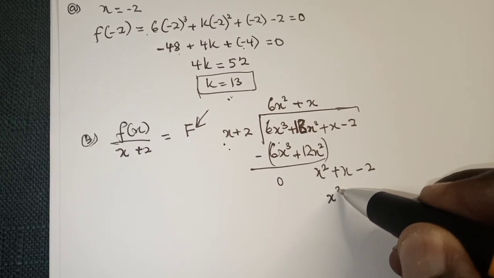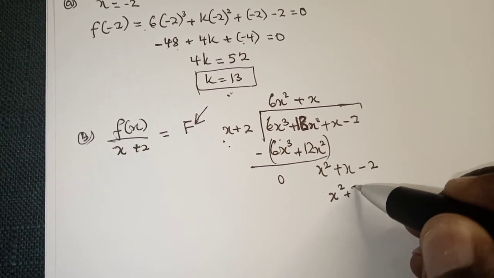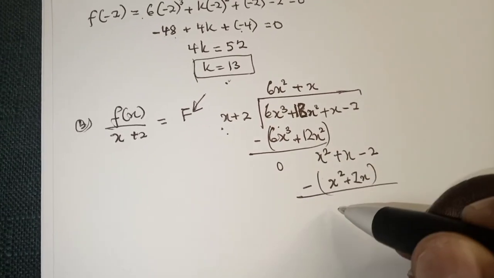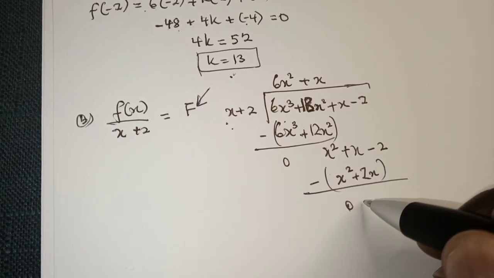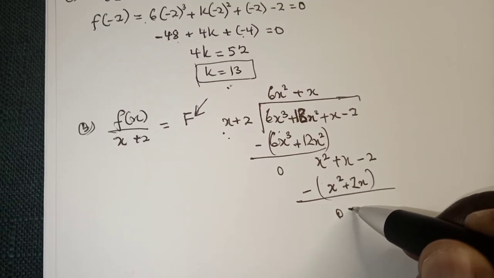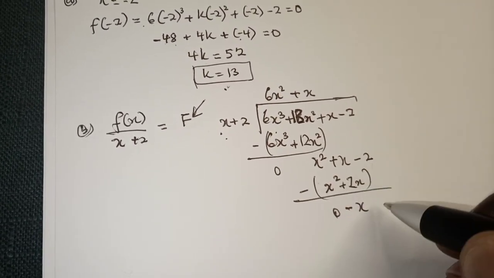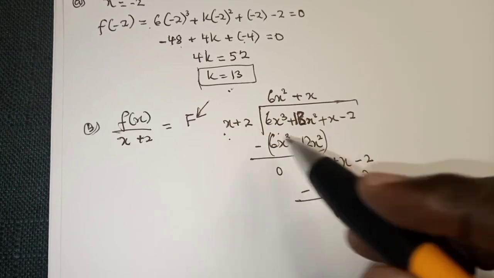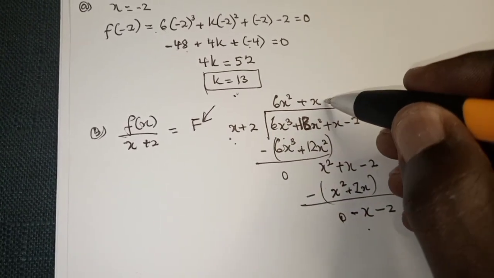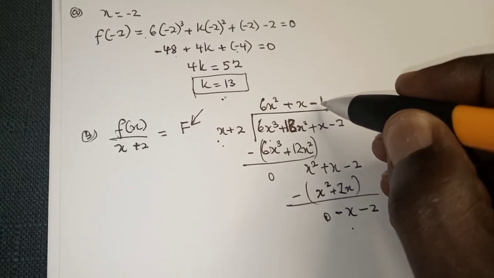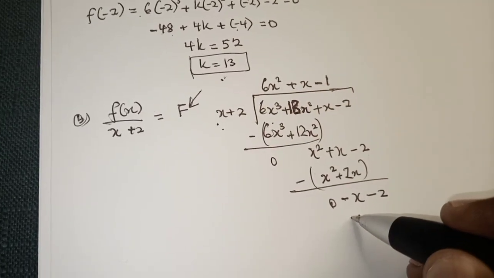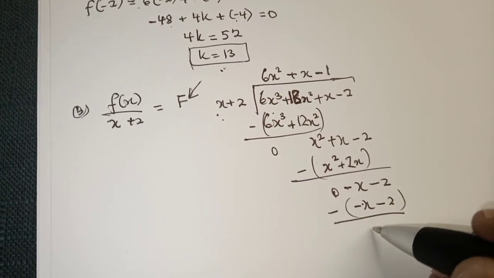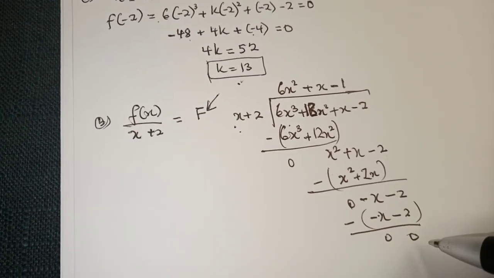squared plus 2x. Same subtraction, so we have here 0, then minus x. We bring this down, so you have this. Then if we do the same thing, x goes into x, so you have minus 1. So this times this, so you have minus x minus 2. So we subtract, then you get 0. So the remainder is 0.